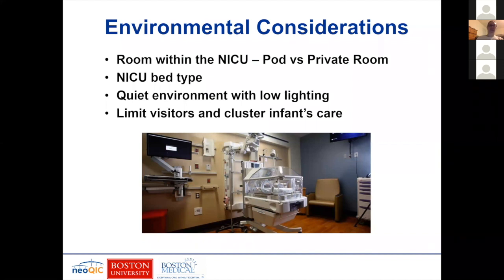Other things just to think about if they are in a NICU is, are they in a pod versus a private room, ideally in a private room or in a quiet pod, what type of bed you're using. Is this an open warmer versus can you put them in an isolette or a crib where they can be swaddled? That's important as well. And really trying to cluster the baby's care so they're not being interrupted unnecessarily for things like exams when those can be clustered with times that they're due to eat and things like that. So there is a lot of other things that you can do, even if you're limited, within the NICU environment.